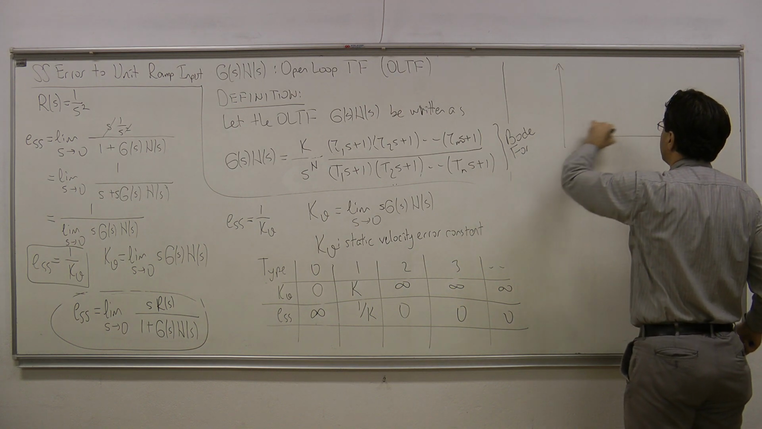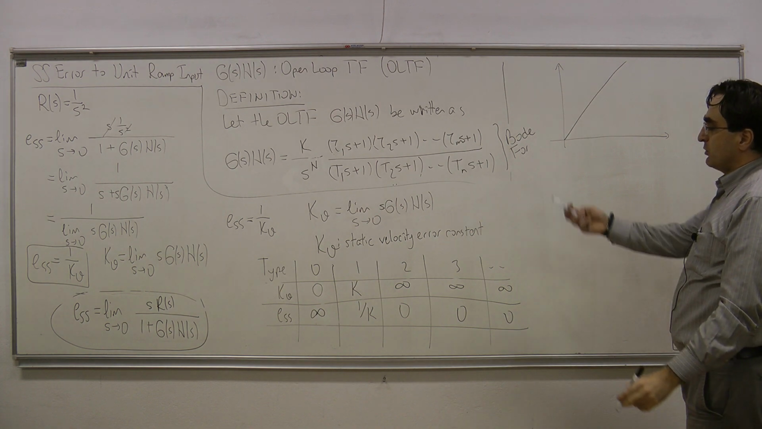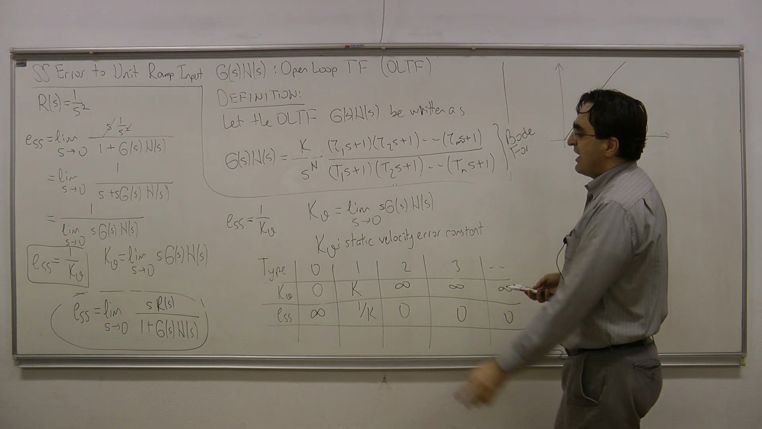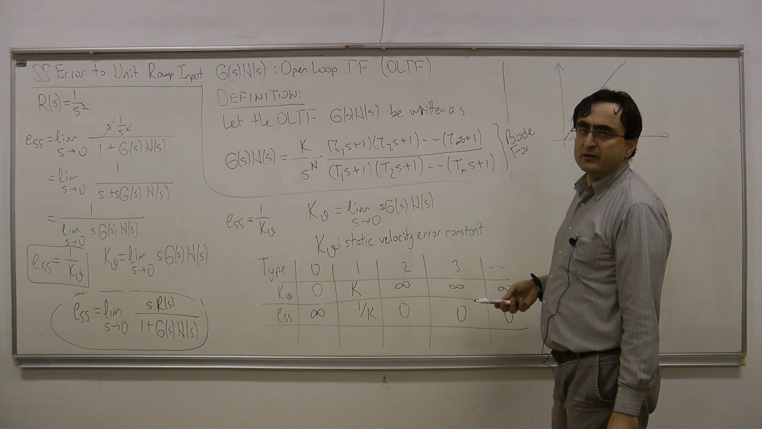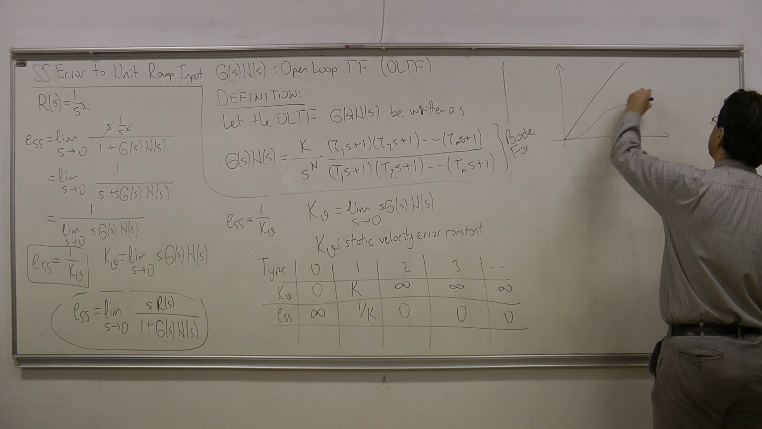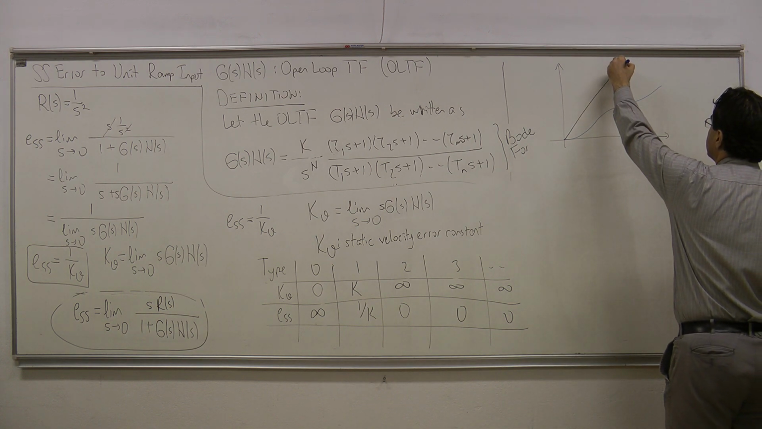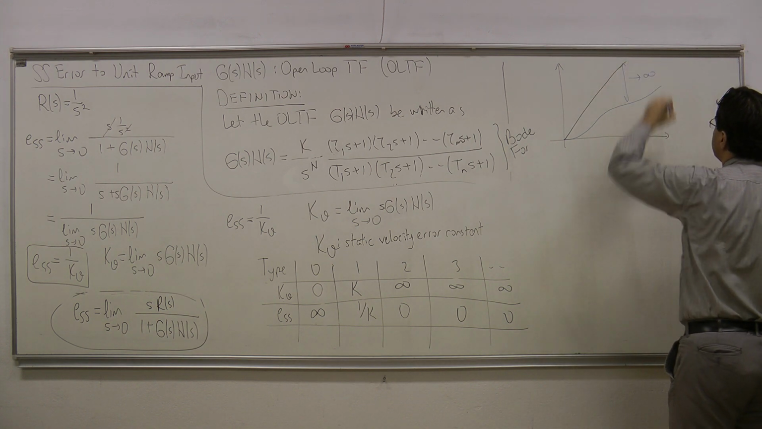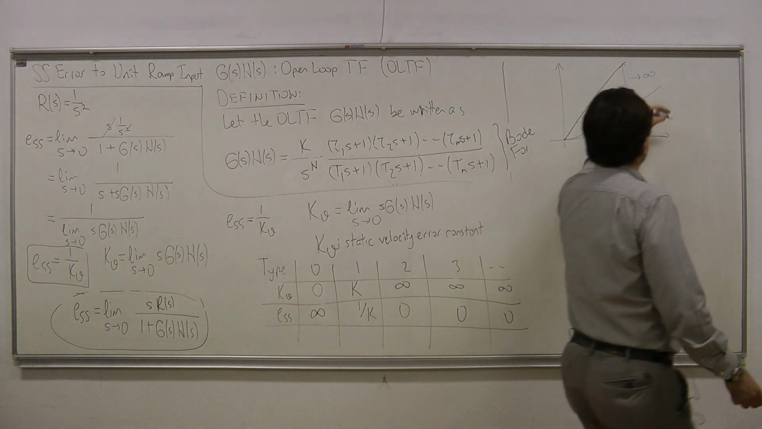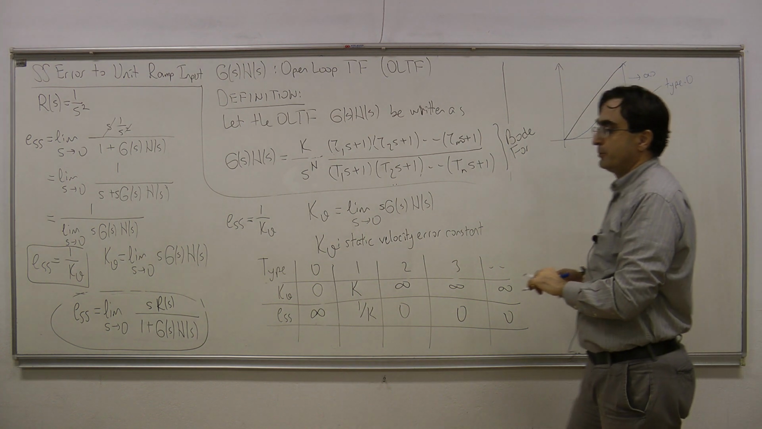So I have this reference input R, and I am looking at a type 0 system. A type 0 system has infinite steady state error as time goes to infinity, which means that a type 0 system would not be able to follow the ramp at all. This difference would be going to infinity as time goes to infinity. So this is what a type 0 system response would be looking like.